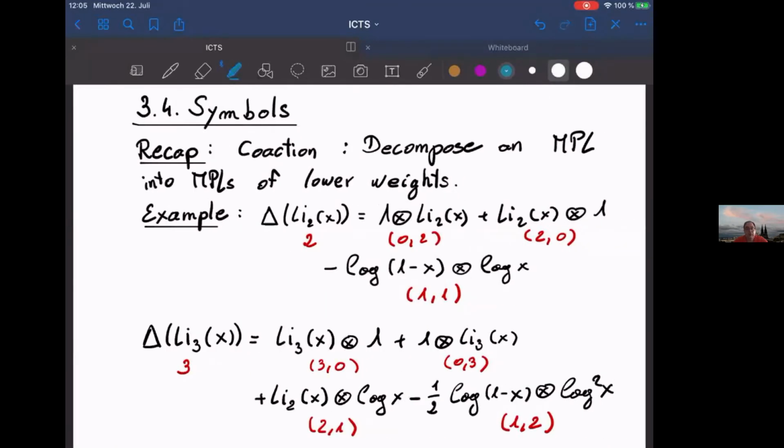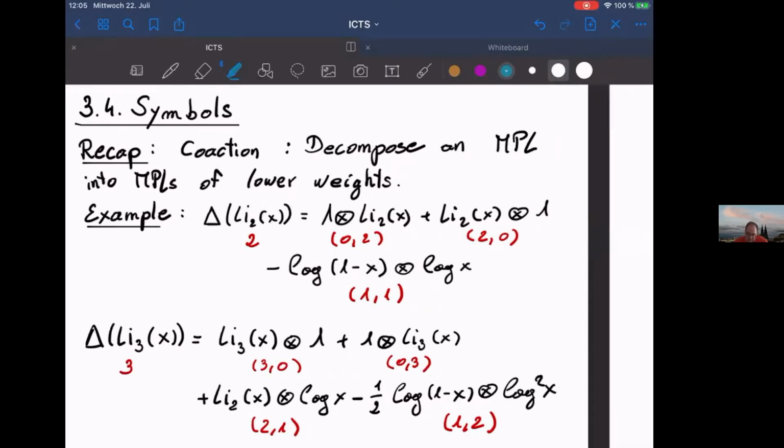I can do the same for the trilog. Li3 has weight 3. I decompose it now into a sum of 4 terms. You can get this expression from the general formula for the coaction of the n that I gave you. One term has weight 3 in the first slot, weight 0 in the second. The second has weight 0 in the first, weight 3 in the second. Then weight 2 in the first, weight 1 in the second, and weight 1 in the first, weight 2 in the second.